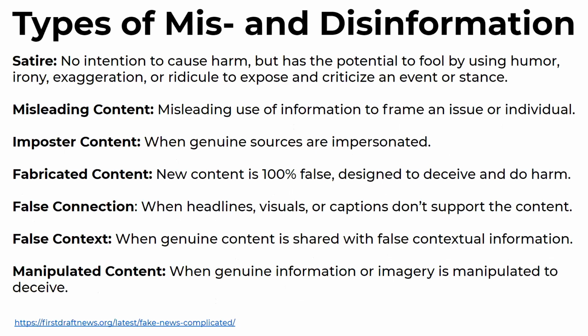So, what are the types of mis- and disinformation? Satire has no intention to cause harm, but has the potential to fool by using humor, irony, exaggeration, or ridicule to expose and criticize an event or stance. Then there's misleading content: misleading use of information to frame an issue or individual. There's imposter content, when genuine sources are impersonated. Fabricated content is new content that is 100% false, designed to deceive and do harm.